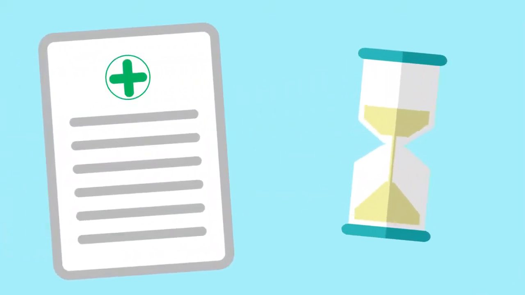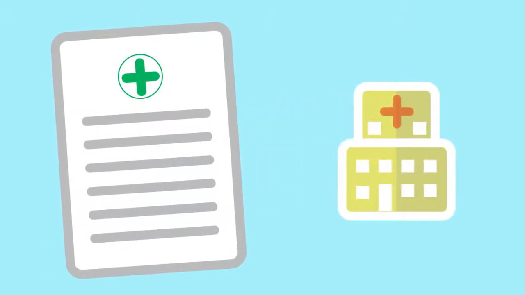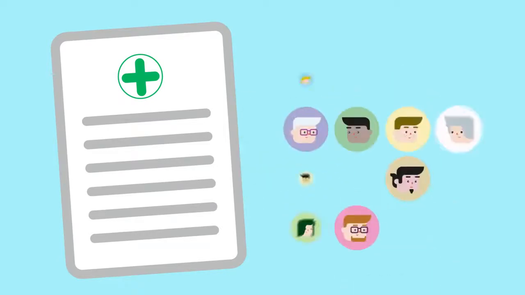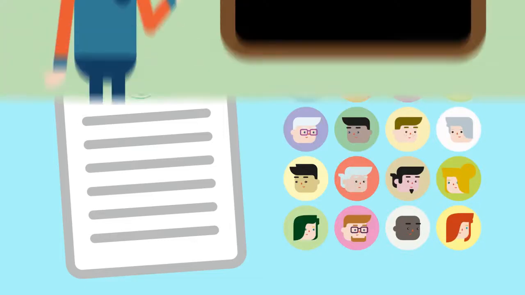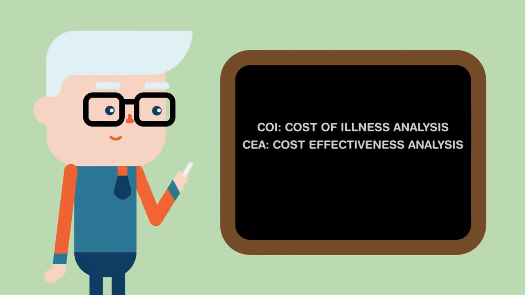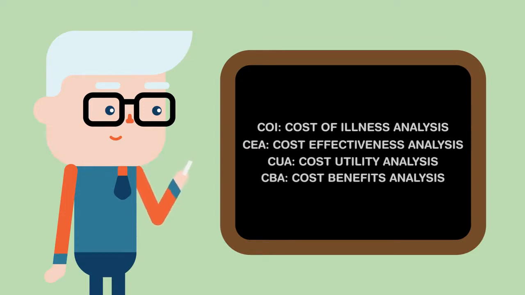Two other crucial aspects are the time horizon and the perspective of the analysis. The latter could be represented, for example, by the perspective of a hospital, of a third-party payer, which in Italy is represented by the National Healthcare Service, or of the society. Essentially, in pharmacoeconomics, there are four main types of economic evaluations. Each technique depends on the way in which health benefits are considered in the analysis.